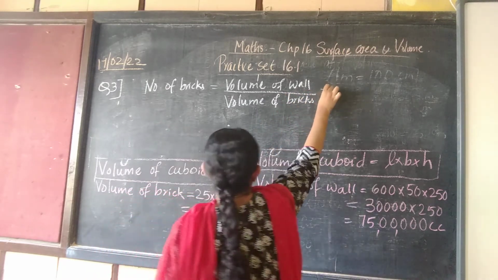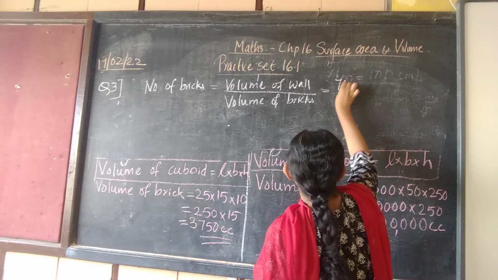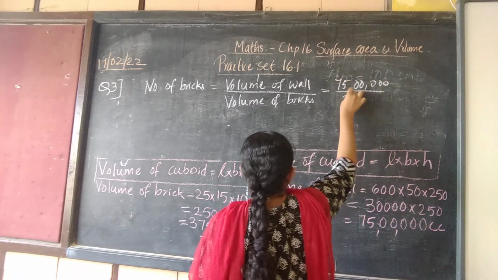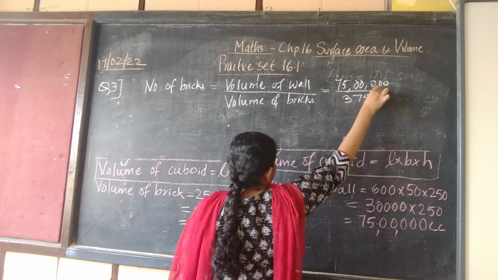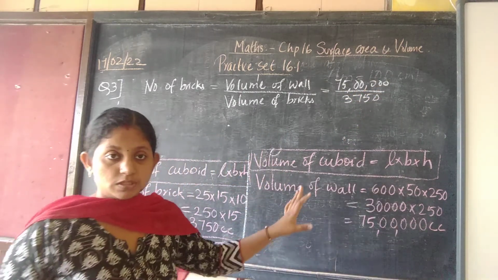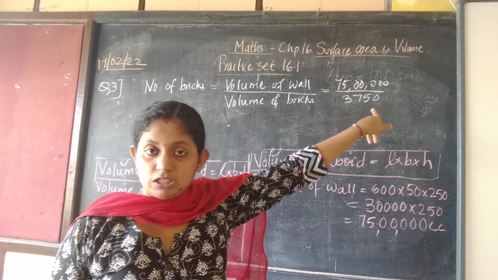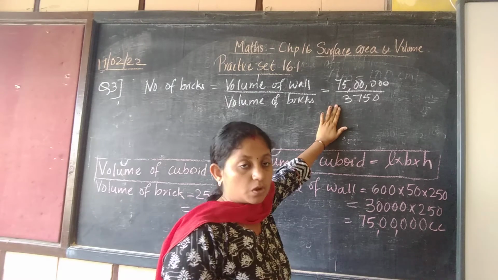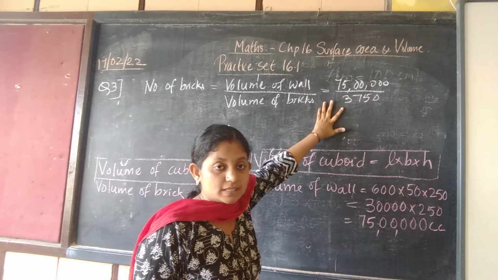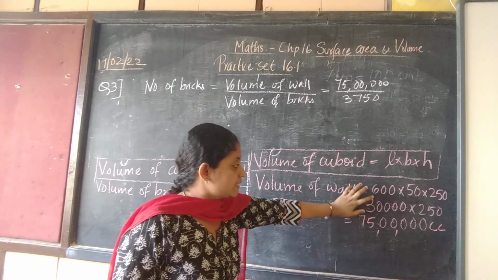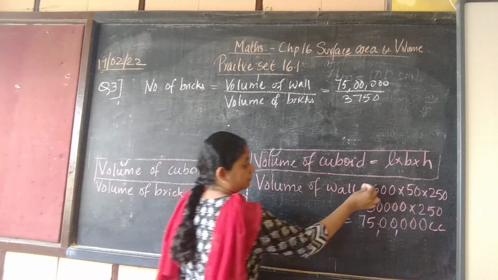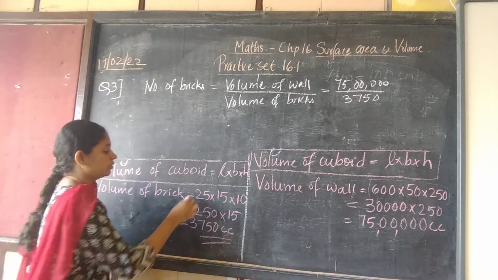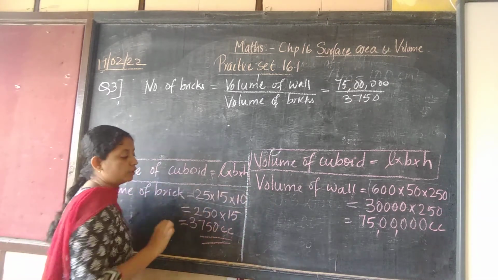So how much did you get for the volume of the wall? It is 75 lakh divided by 3750. Now students, while calculating here, it is your choice. Either you can write this, or if you find it difficult to divide, you can take this step. First step, what we have taken: 600 into 50 into 250 upon 25 into 15 into 10.